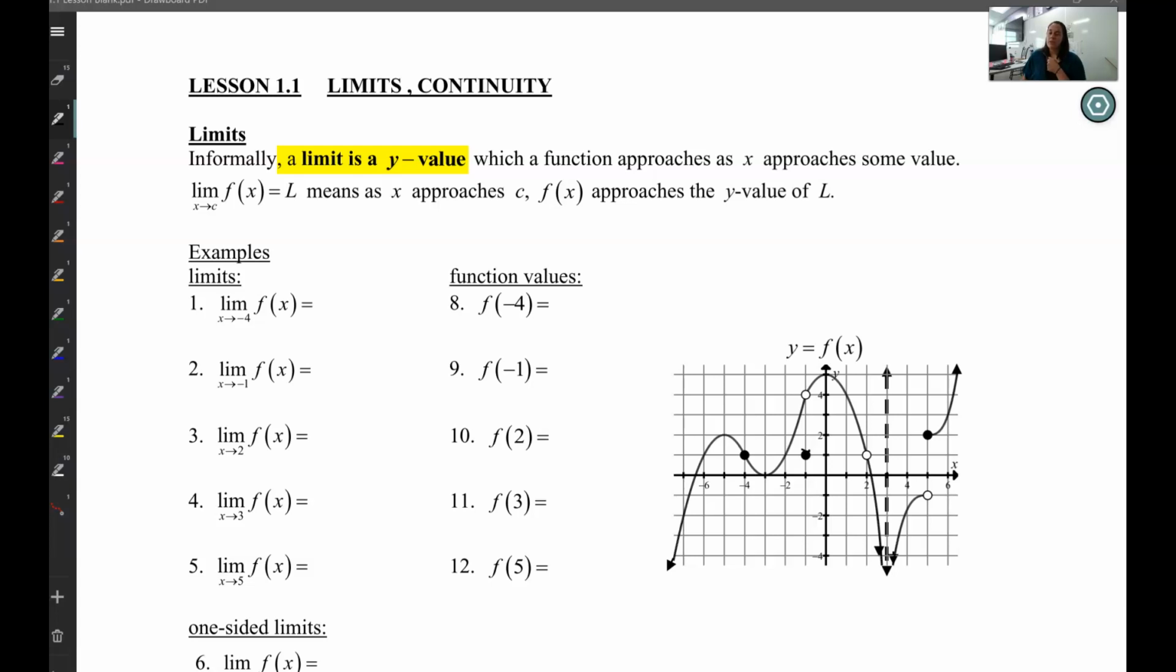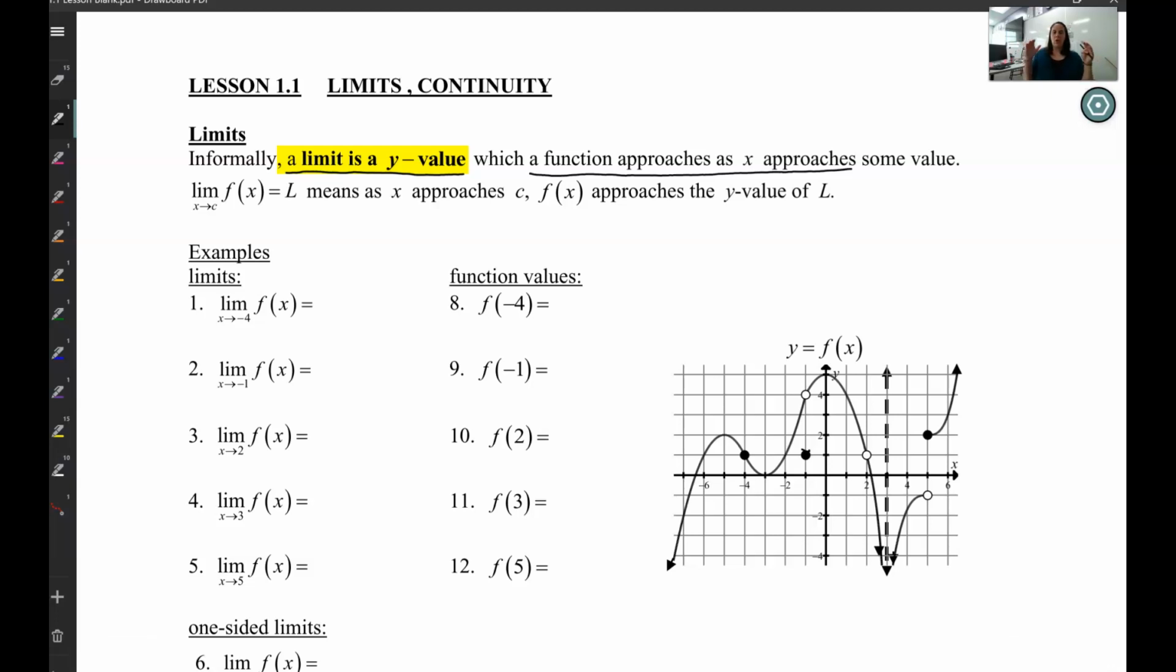Welcome to your first official lesson and your first official calculus chapter. All of last chapter was just review. This chapter we're actually doing some calculus topics. This whole first chapter is about limits. Now, informally, a limit is a y value as a function approaches some x value.